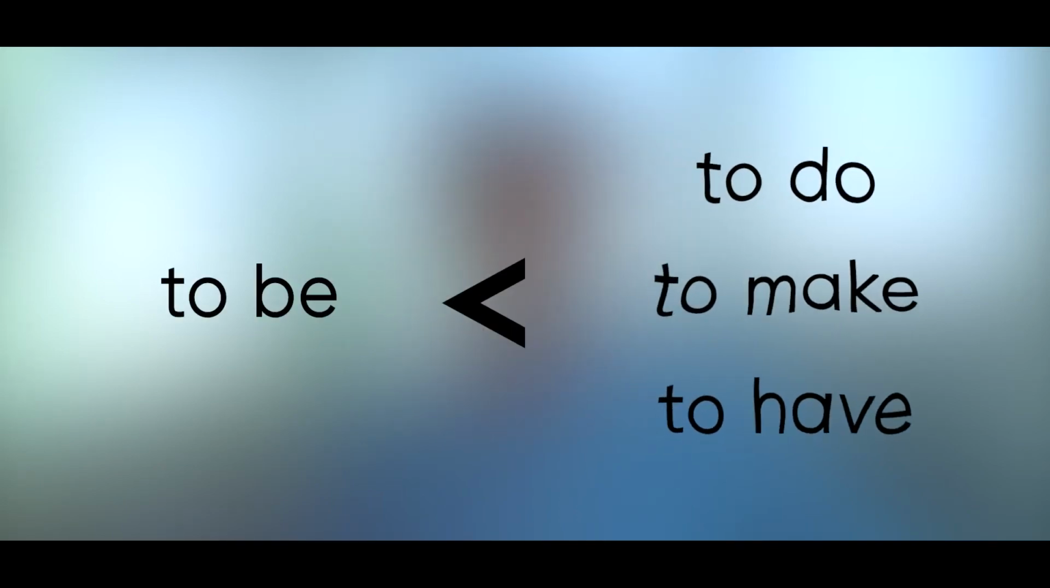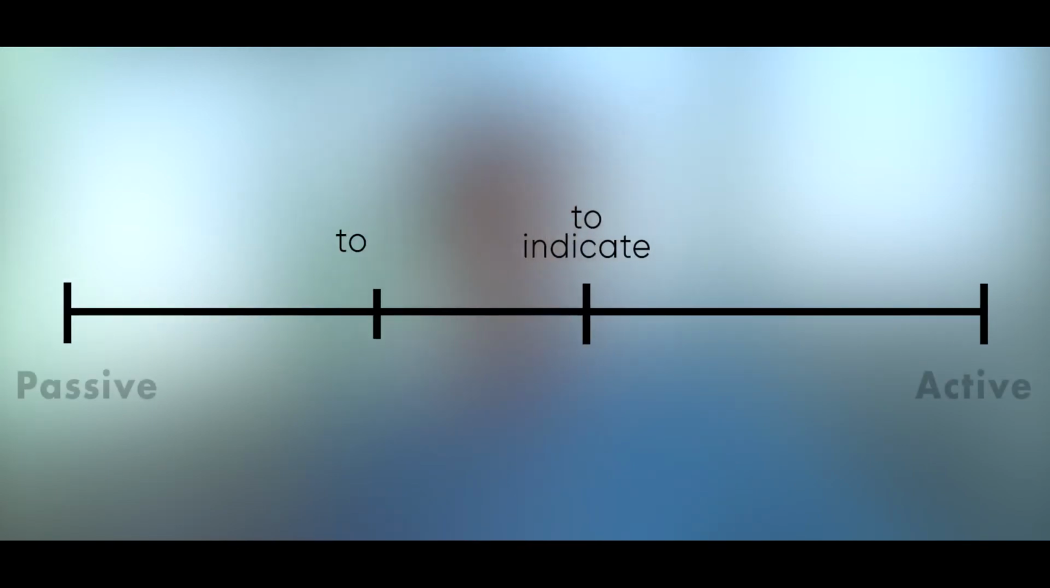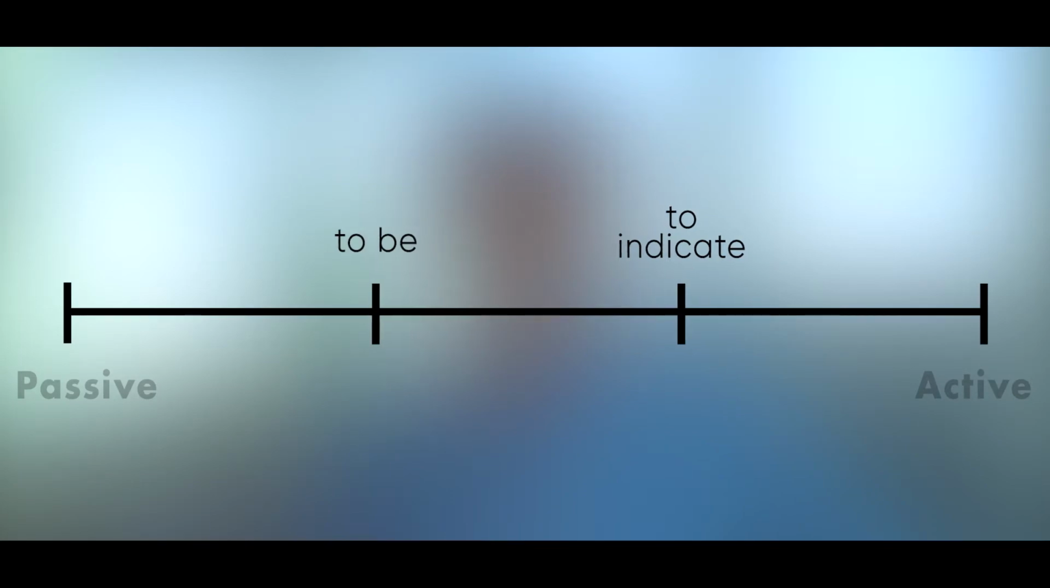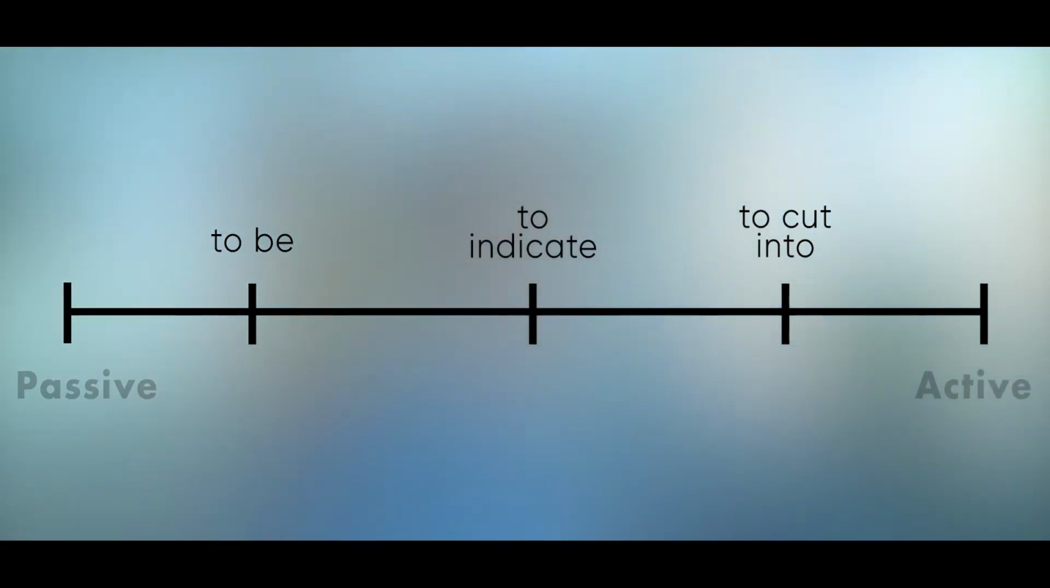To be is a critical verb in the English language, and it has its uses, but it is barely active at all. It means only that something exists. It is the very least action the subject of a sentence can take. Linking verbs, such as to do, to make, or to have, are only slightly more active than to be. All verbs fall along this spectrum. To indicate is more active than to be, but less active than to cut into.